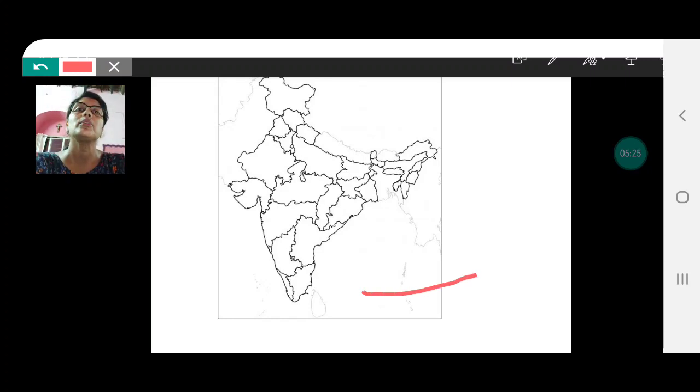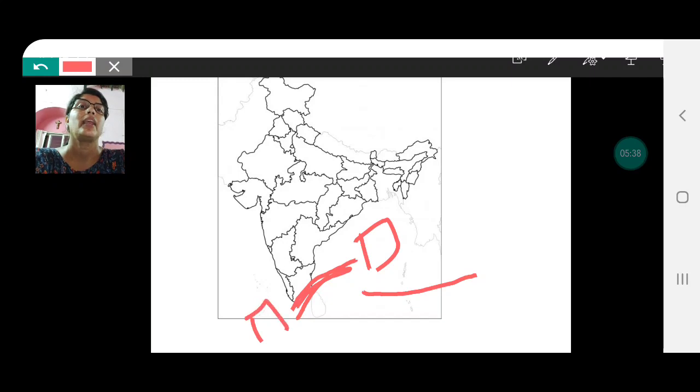Okay, one more that I would like to show you is Palk Strait, P-A-L-K. Now this is a strait. A strait is a narrow water body joining two larger water bodies. In this case you find this Palk Strait in between India and Sri Lanka. It's not really asked, but I'm just showing in case it comes.